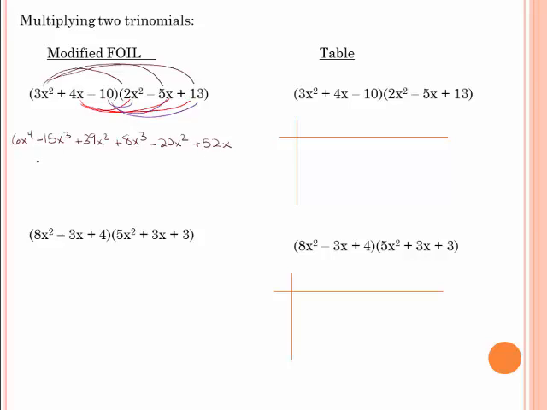Negative 10 times 2x squared is negative 20x squared. Negative 10 times negative 5x is 50x. And negative 10 times 13 is negative 130.